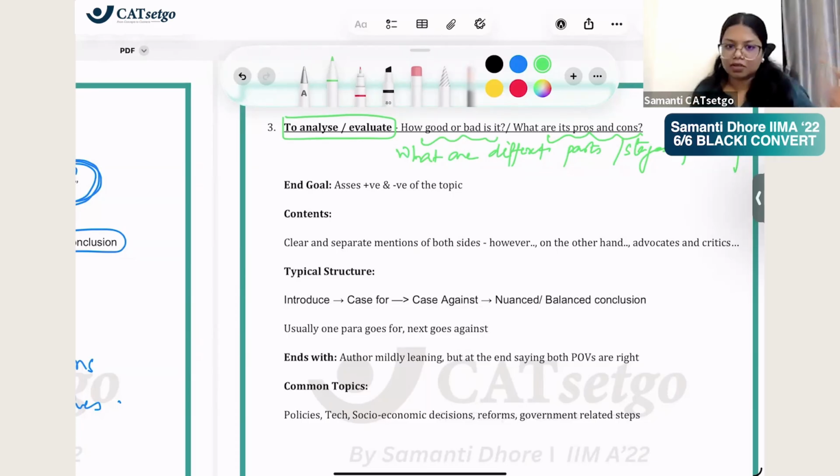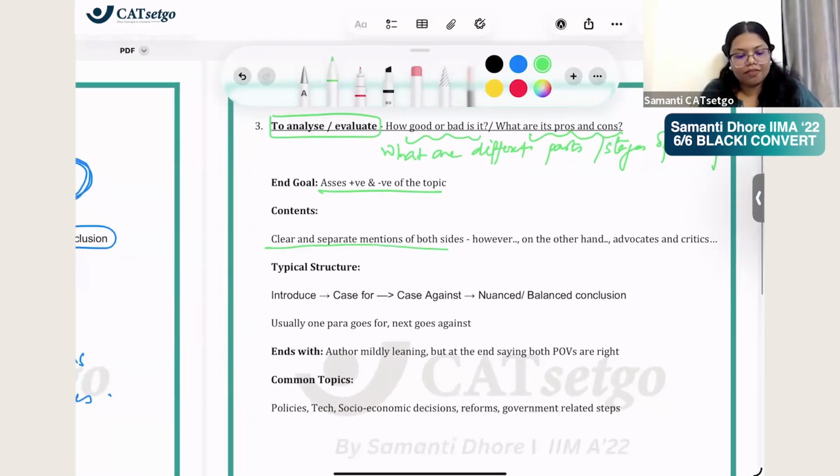We are asking questions. What could be the reason behind something, in an exploratory way. So that is to analyze or to evaluate how good or bad something is, right? It assesses positives and negatives of the topic. You will usually have clear separate mentions of both sides. You'll have both sides given. And I am sure you must have seen a lot of VRC passages which are like that, which mention the positive and the negative. That is when you're analyzing or evaluating, right?